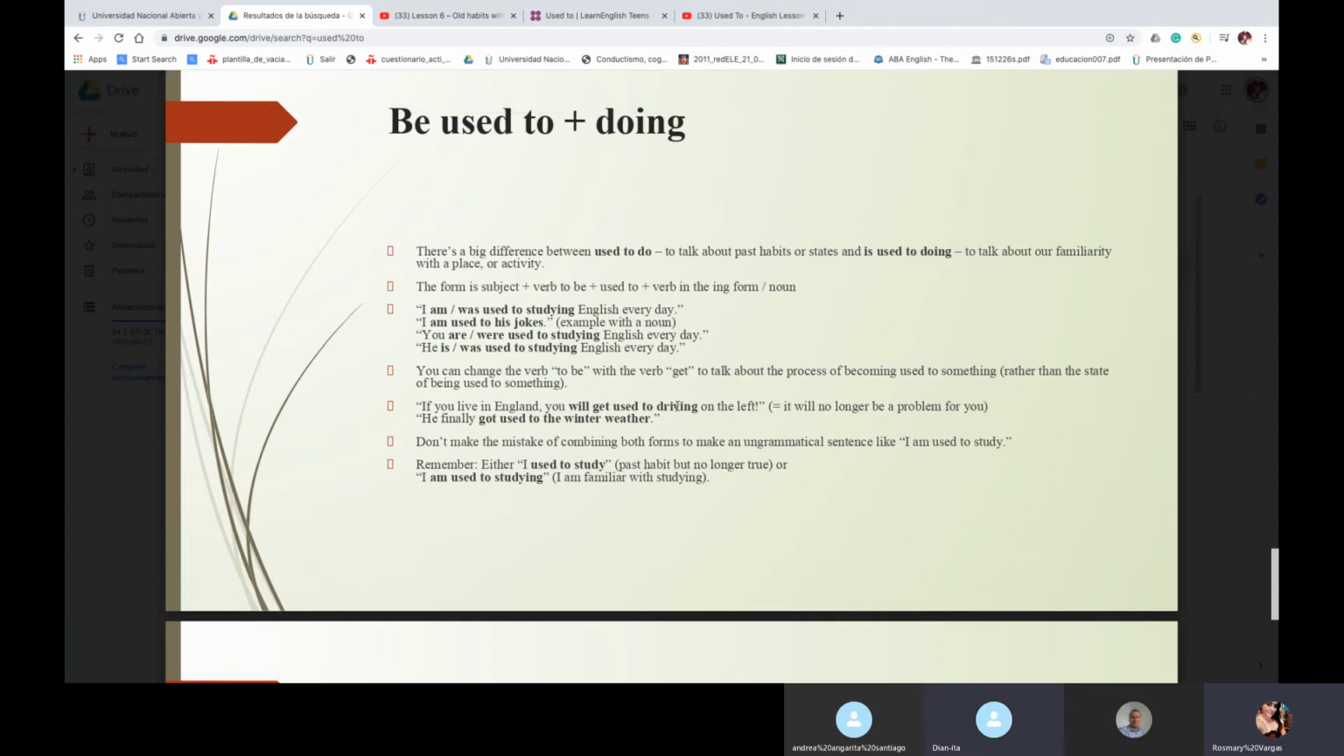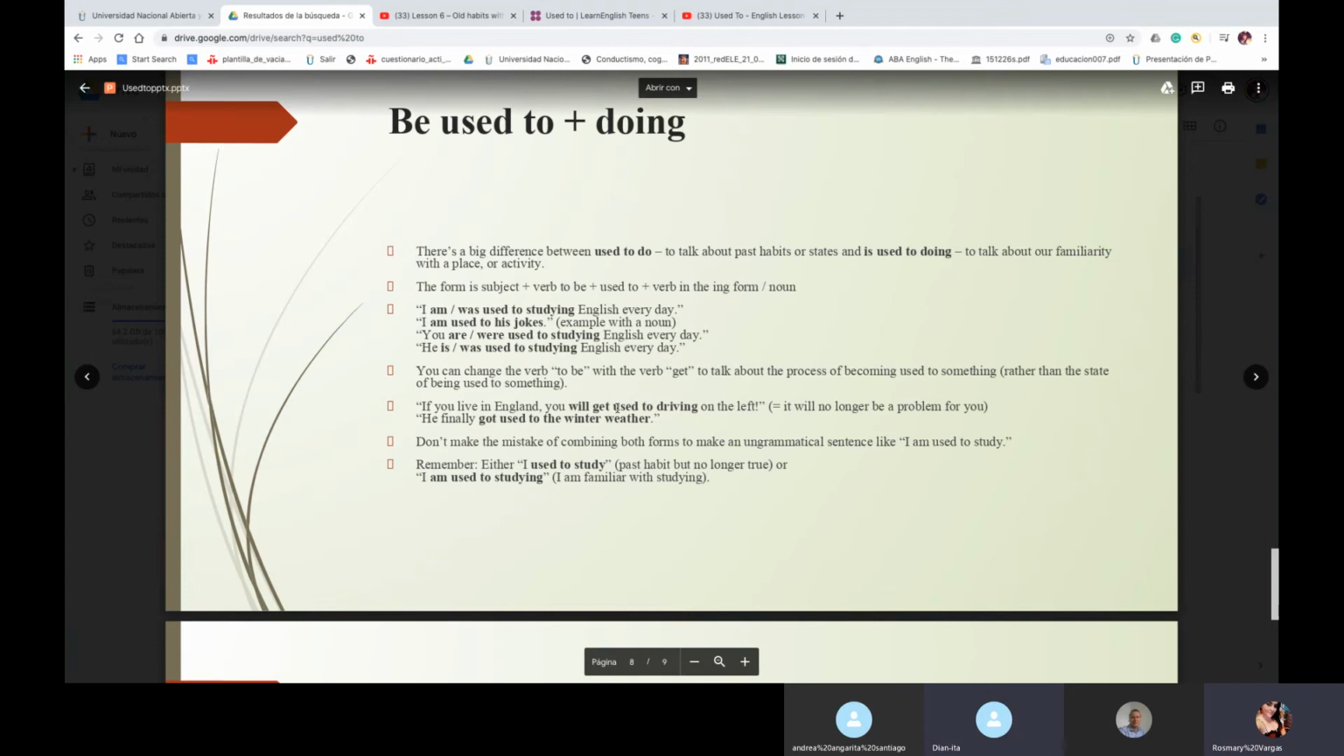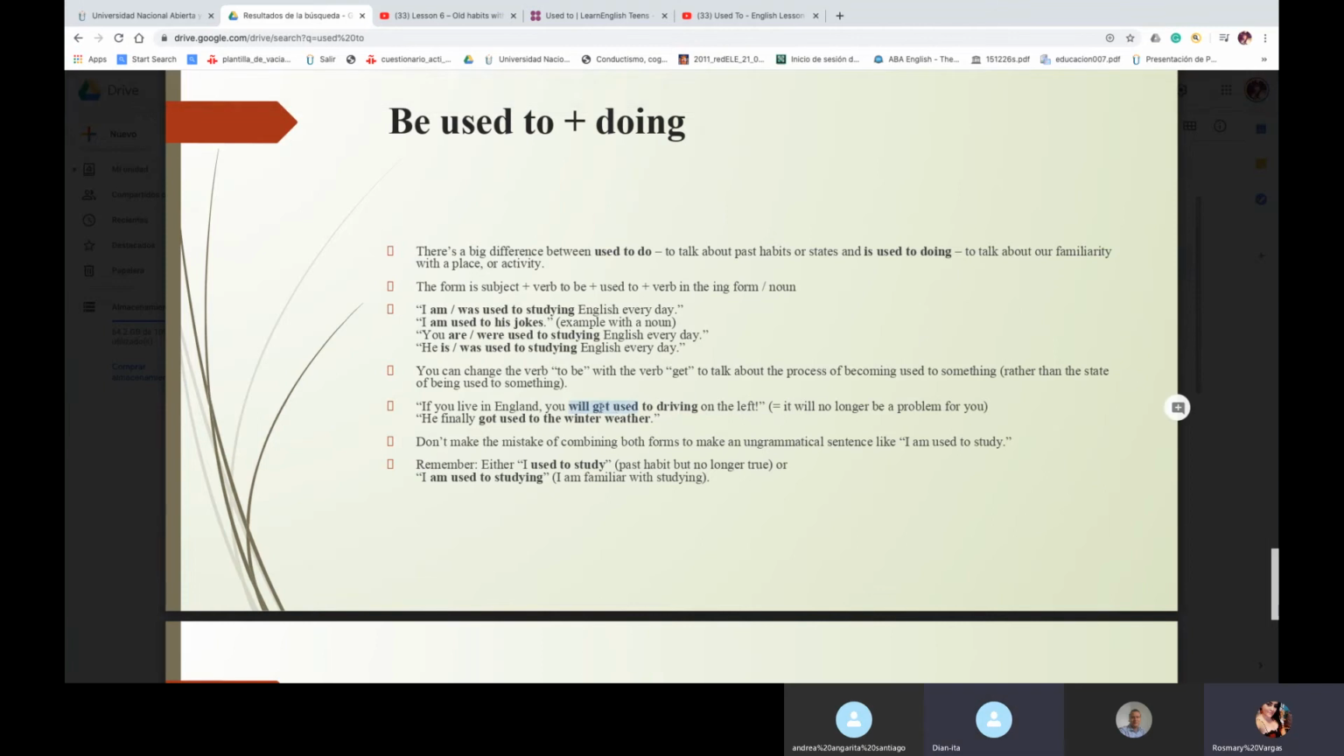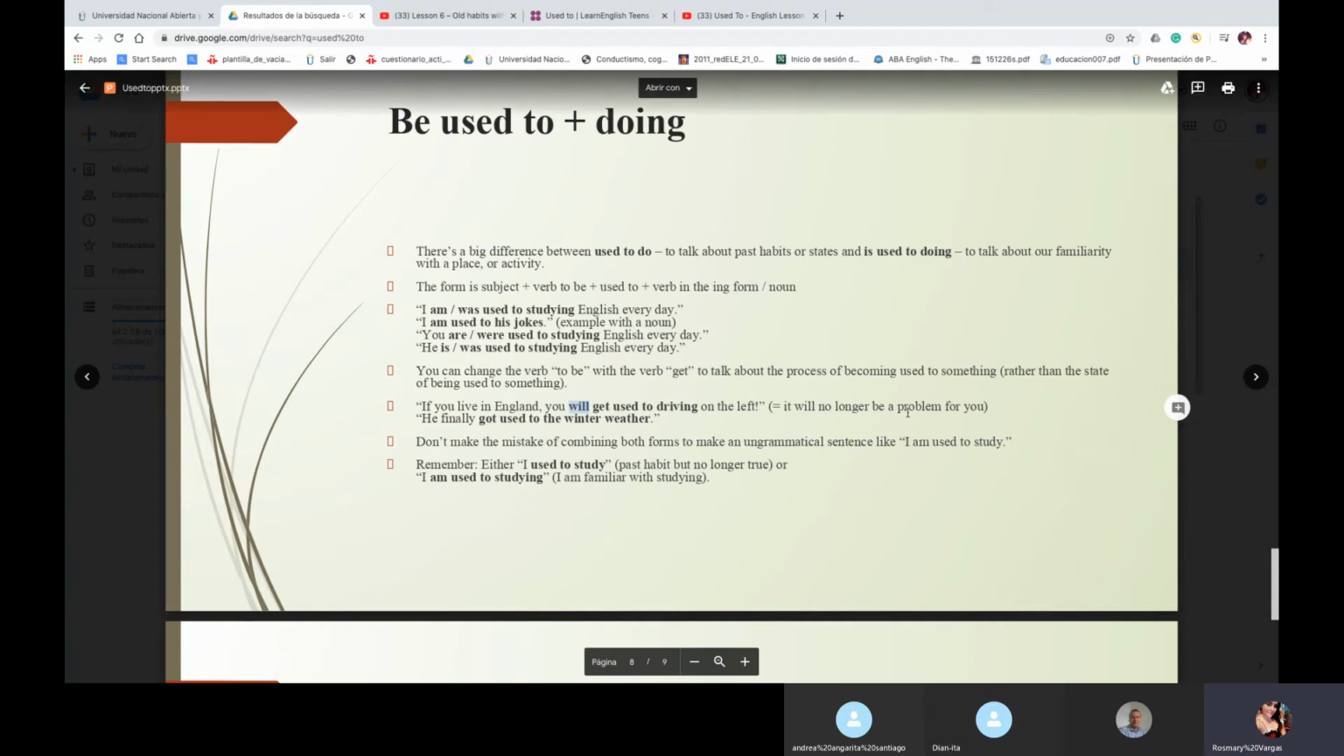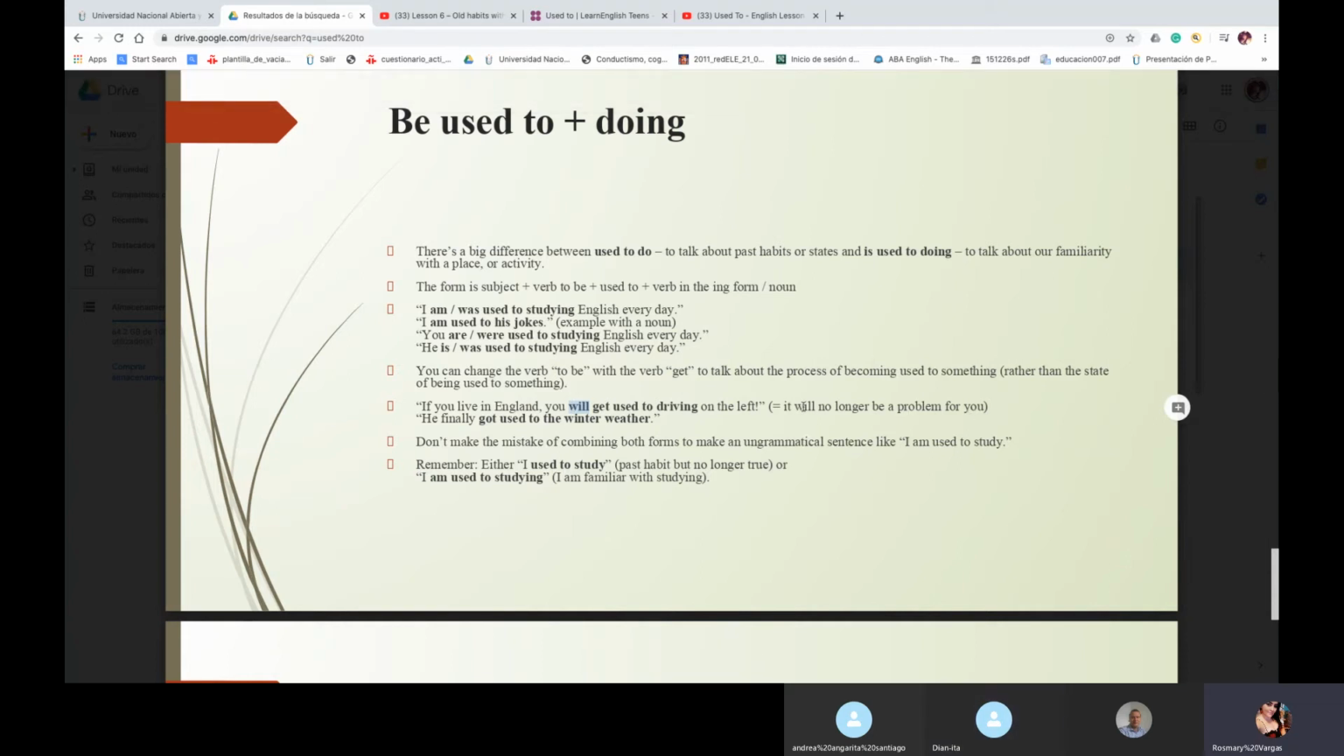You will get used to driving on the left side, te acostumbrarás a manejar en el lado izquierdo, ¿no? Si vas para England. Entonces, por eso estamos usando el will get como en futuro, you will get used to. Te acostumbrarás a manejar en el lado izquierdo. So, aquí dice que it will no longer be a problem for you. No será un problema para ti.